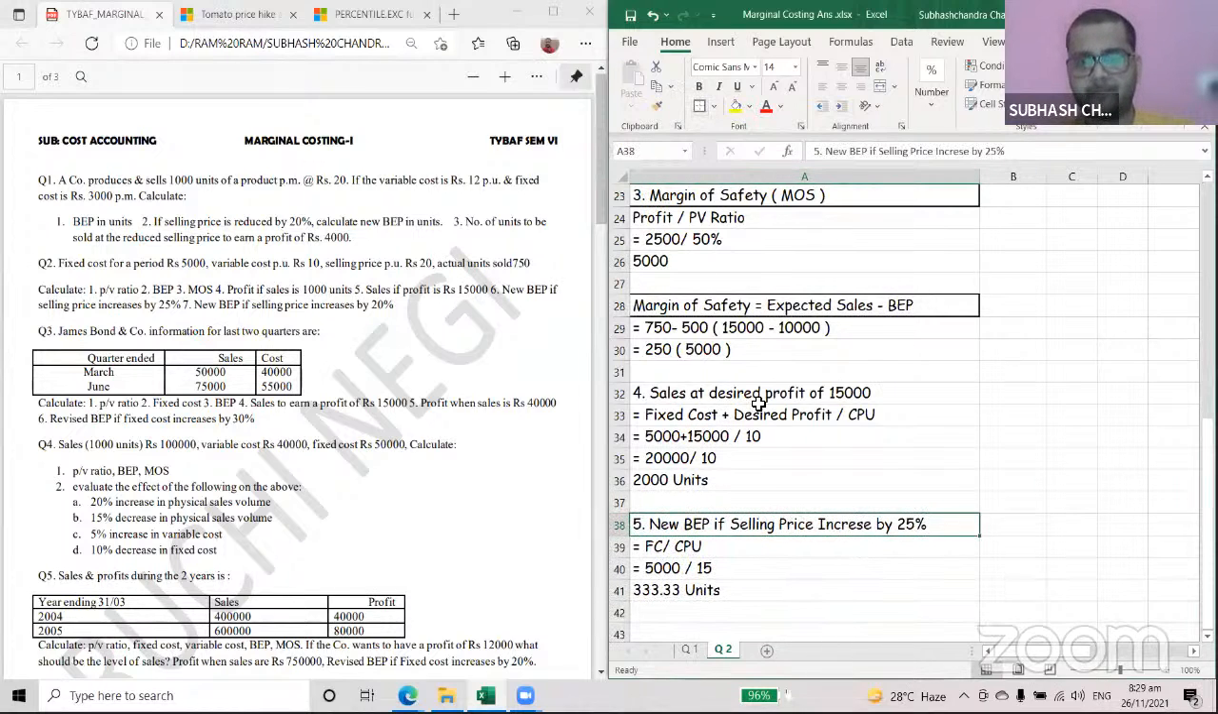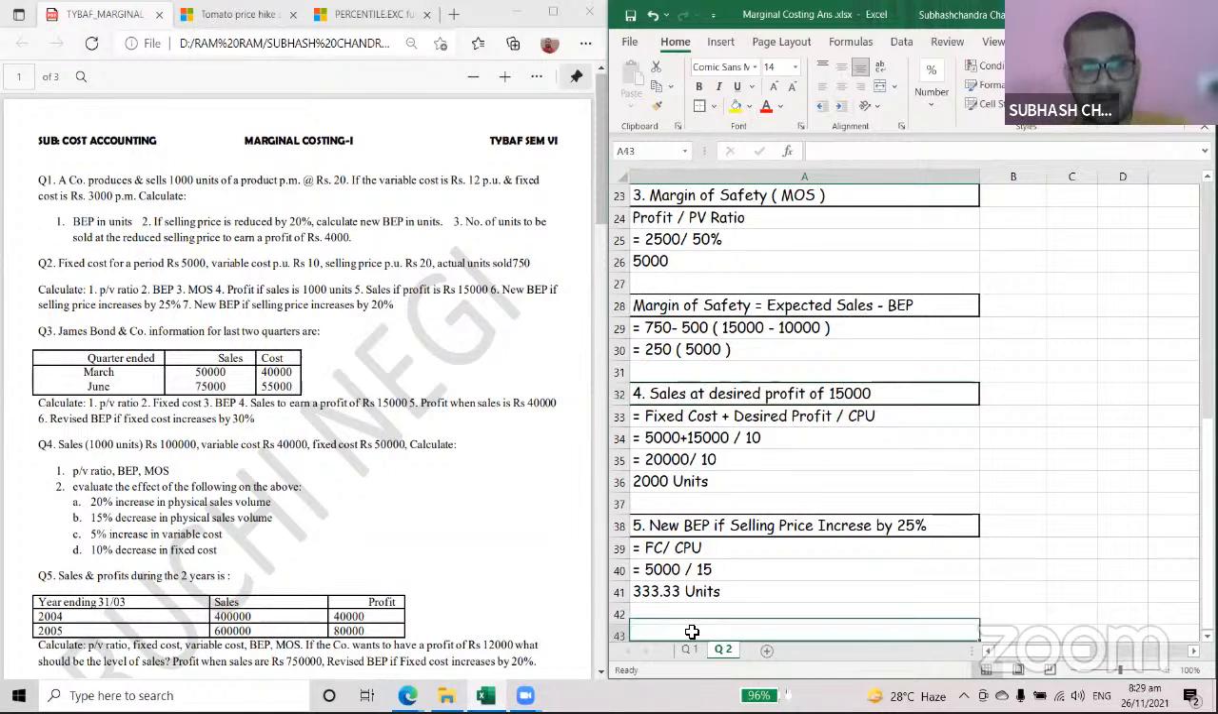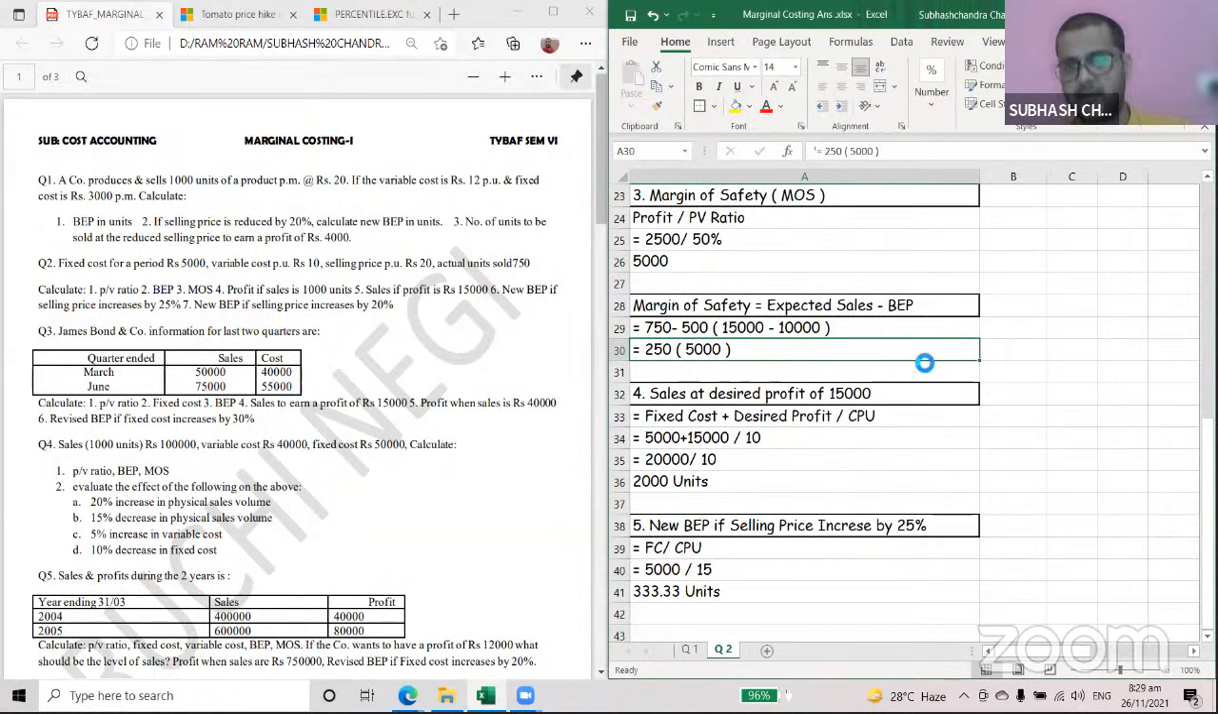Keep on checking. If you have any difficulty, you can ask. Now again, you have a new BEP. It's 24, so 5,000 divided by 14. So you will get the next answer. Similarly, you can solve the other problem, point number 7, also.